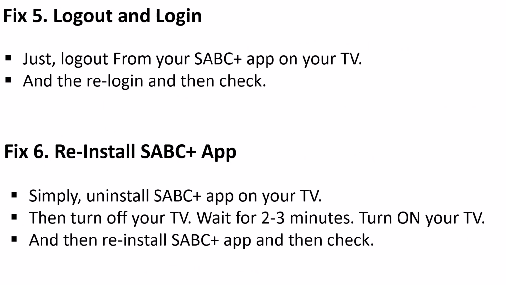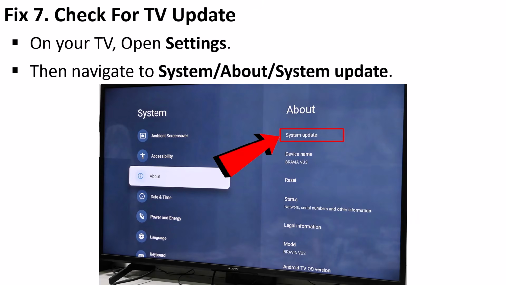Fix 5 is to log out and log in. So simply log out from your SABC Plus app on your TV and then log in again and then check. Fix 6 is to reinstall SABC Plus app. If still your problem is not solved, then simply uninstall SABC Plus app on your TV. Then turn off your TV, wait for 2 to 3 minutes, turn on your TV and then reinstall SABC Plus app and then check.